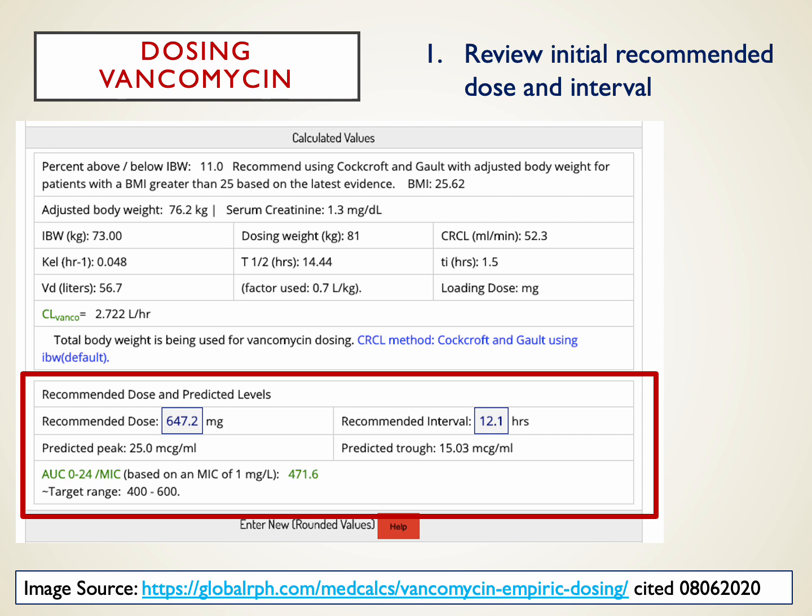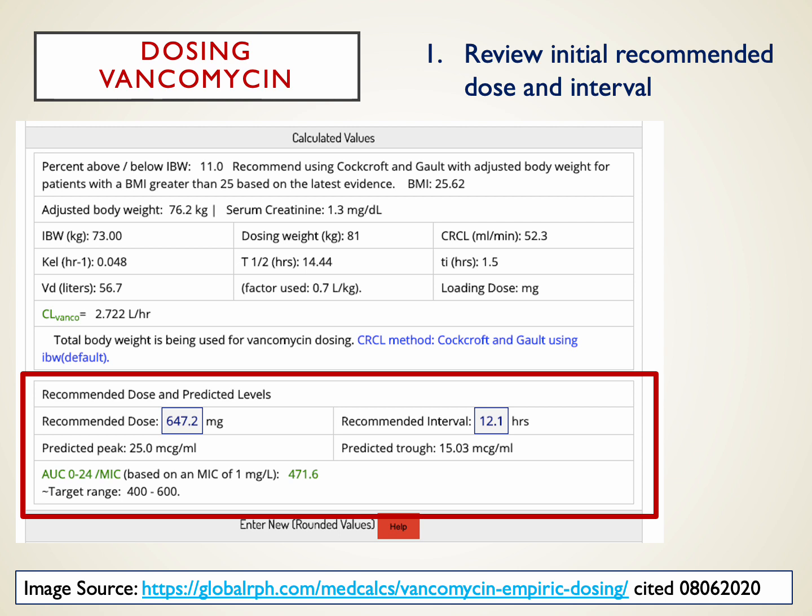So the software recommends 647.2 milligrams every 12.1 hours. That would give me an area under the curve estimate of about 471, which is in our range of 400 to 600 for a presumed MIC of 1 milligram per liter. Based on area under the curve dosing and on peaks and troughs, that's a reasonable dose.